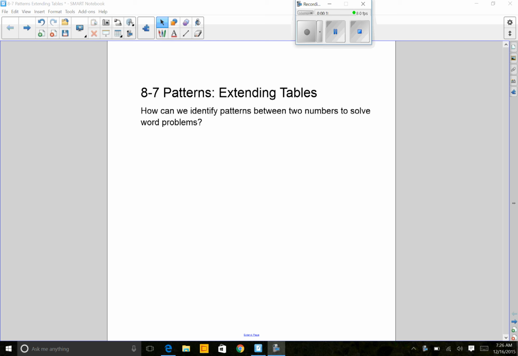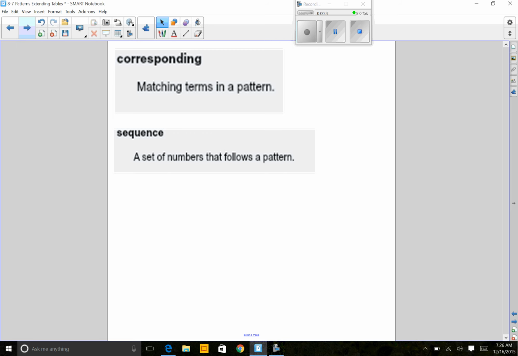But instead of giving you a table with data, they're actually going to give you a pattern and you're going to create the table. So it's almost kind of like the reverse, and then you're going to look for the pattern. Instead of giving you a table with data already in it, they're going to give you a rule, and I'll show you that in a second. They're just two terms, corresponding or matching terms in a pattern. Like you might have rule A and rule B, so you would have two corresponding terms, terms that match in a pattern. And a sequence is a set of numbers that follows a pattern.